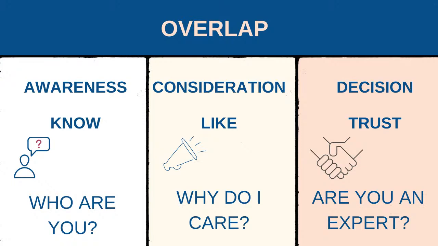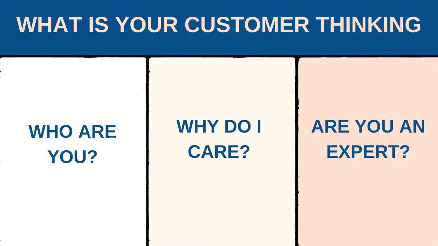The next thing that customer is thinking about is, are you the expert? These are the three things your customer is thinking about across those three stages of the buyer's journey. Who are you? Why do I care? What you have to offer has to do with what I'm looking for. And then in consideration, are you the expert?